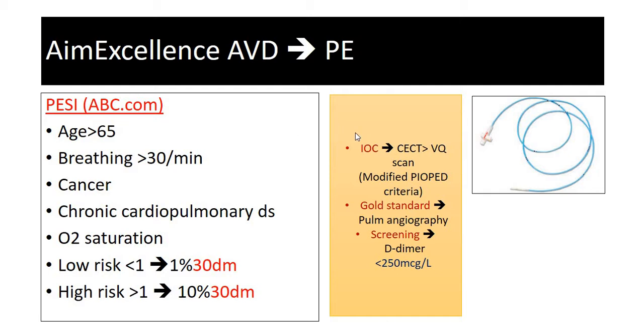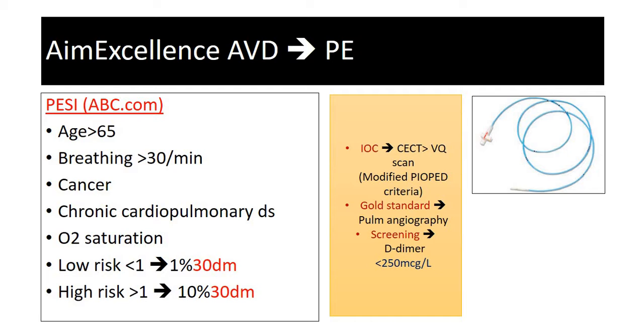We have to remember that the investigation of choice in cases of pulmonary embolism is CT, contrast enhanced CT scan, which is predominating over the ventilation perfusion scan. For the ventilation perfusion scan, the modified PIOPED criteria used to be employed earlier. Right now CT is predominating over the V/Q scan. The gold standard is pulmonary angiography, and another imaging which is also very good in diagnosing the condition is CT angiography.